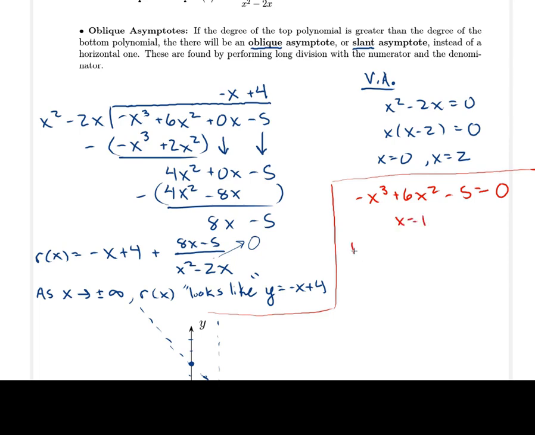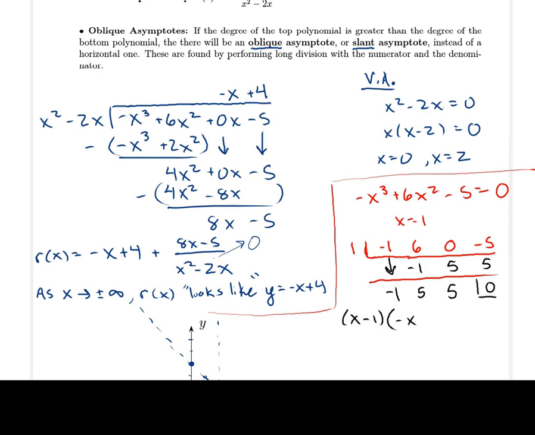And then, of course, what do we do from there? We do synthetic division, right? So we'd have -1 as the coefficient for x cubed, 6, and then we put a placeholder because there's no x term, and then -5. All right, so we've got -1, -1, 5. Okay, so what we're left with here is we've got x minus 1 times -x squared plus 5x plus 5, right, is equal to 0.